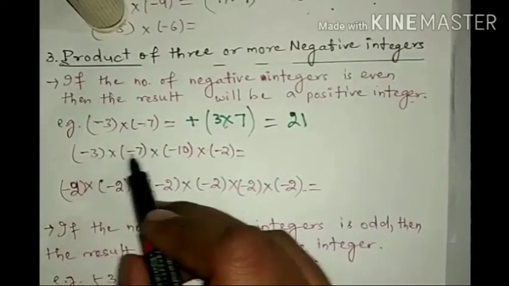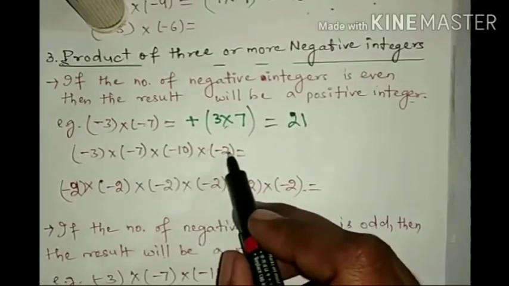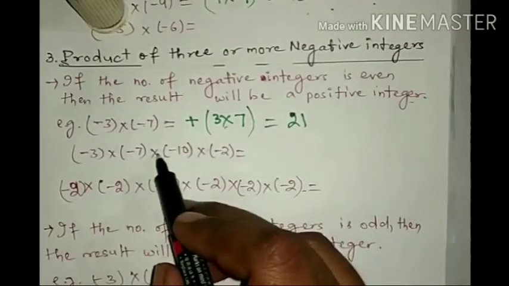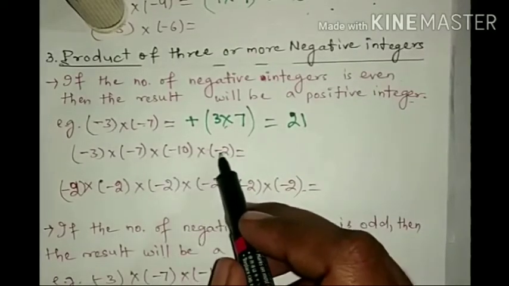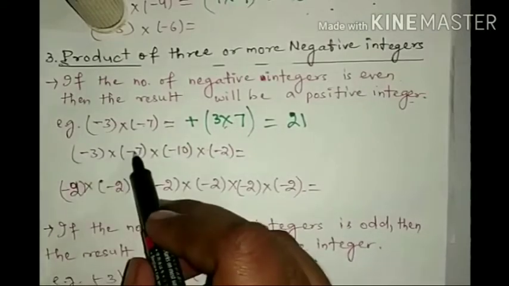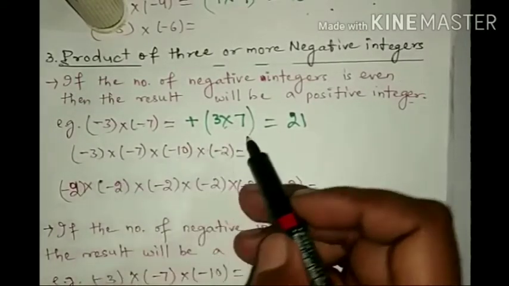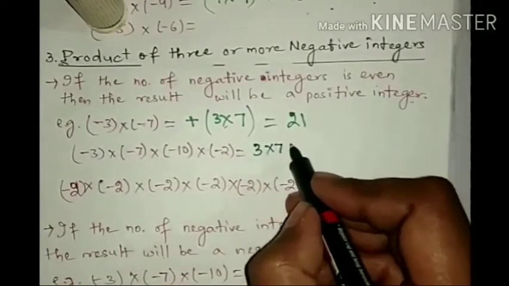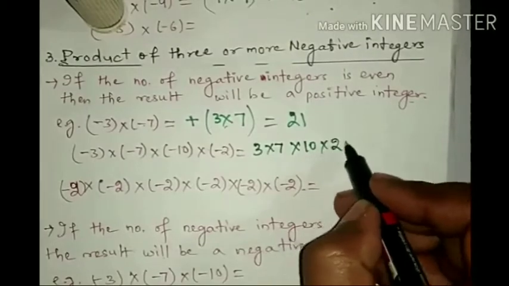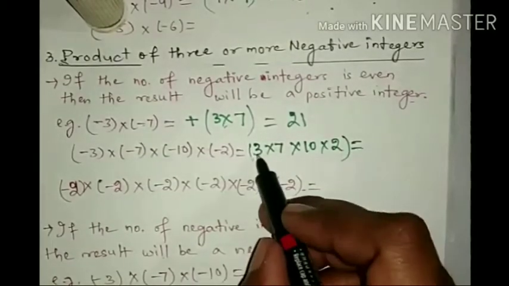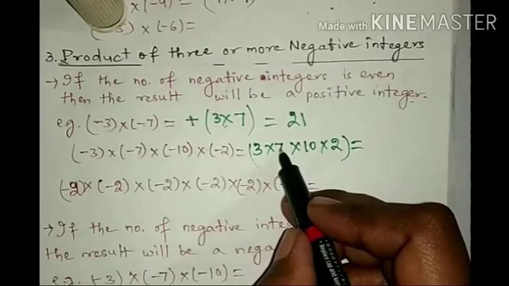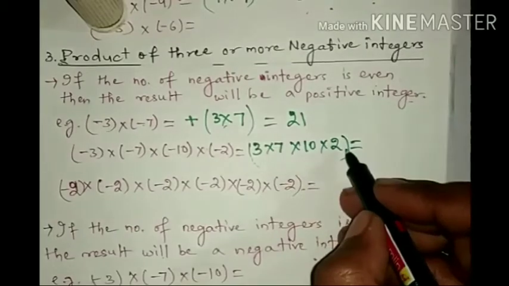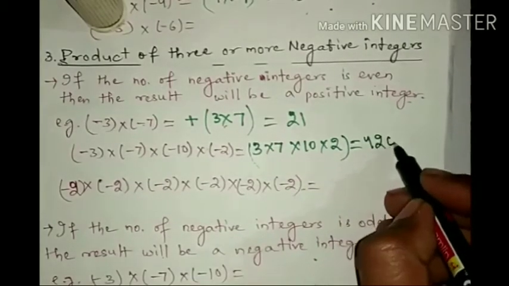Next, minus 3 into minus 7 into minus 10 into minus 2. Minus into minus is plus, plus into minus is minus, minus into minus is plus. So minus into minus plus, minus into minus plus, so plus into plus is plus. So what will you write? 3 into 7 into 10 into 2. The answer will be 7 threes are 21, 21 tens are 210, 210 twos are 420.